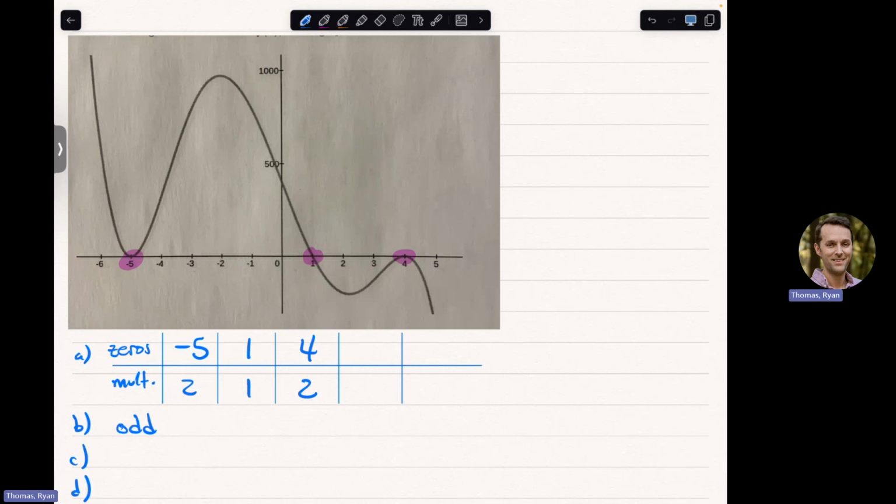Okay, so a bunch of ways we can know. The ends are going in opposite directions, which tells me the degree has to be odd. We can also use the turns again. So how many turns are there? Okay. 1, 2, 3, 4. The smallest the degree can possibly be is one more than that, so you go up. Since there were 4 turns, the degree has to be at least 5.